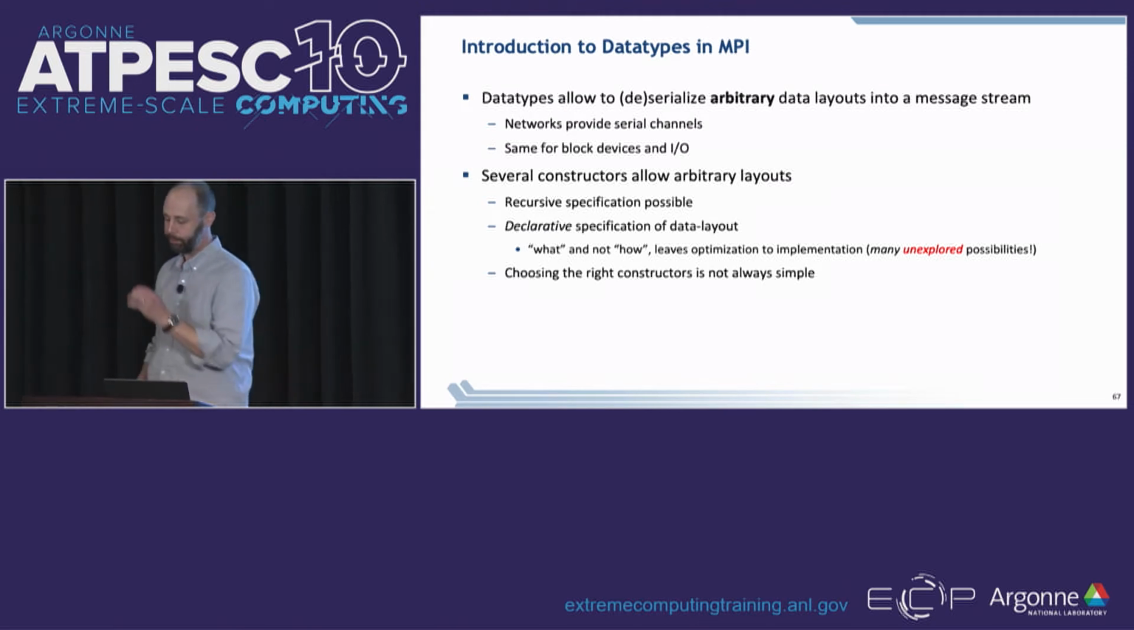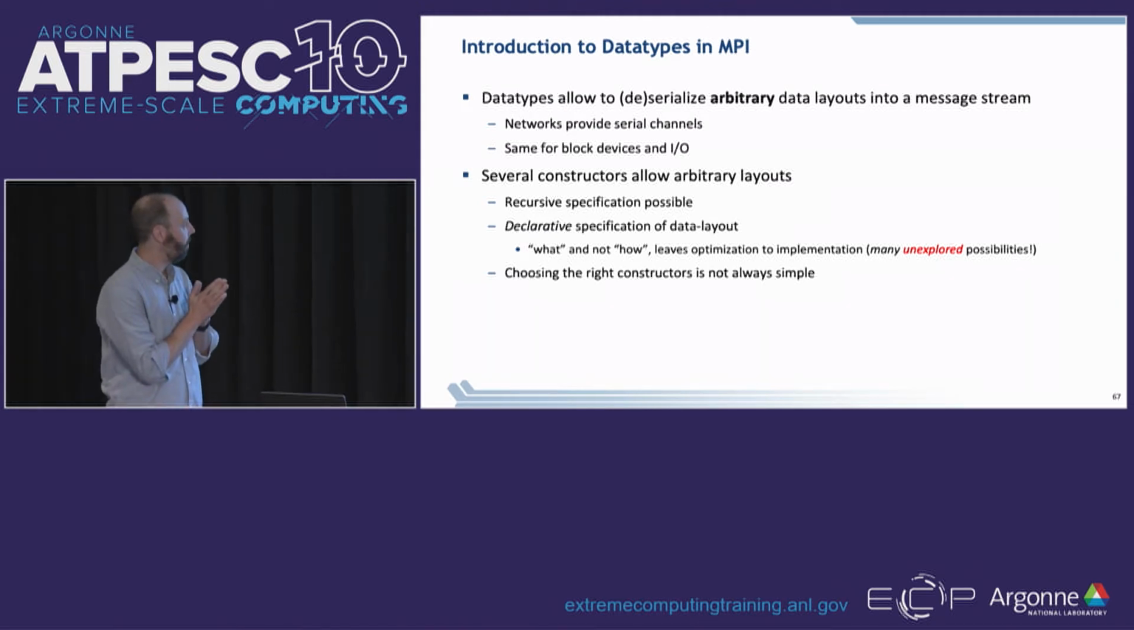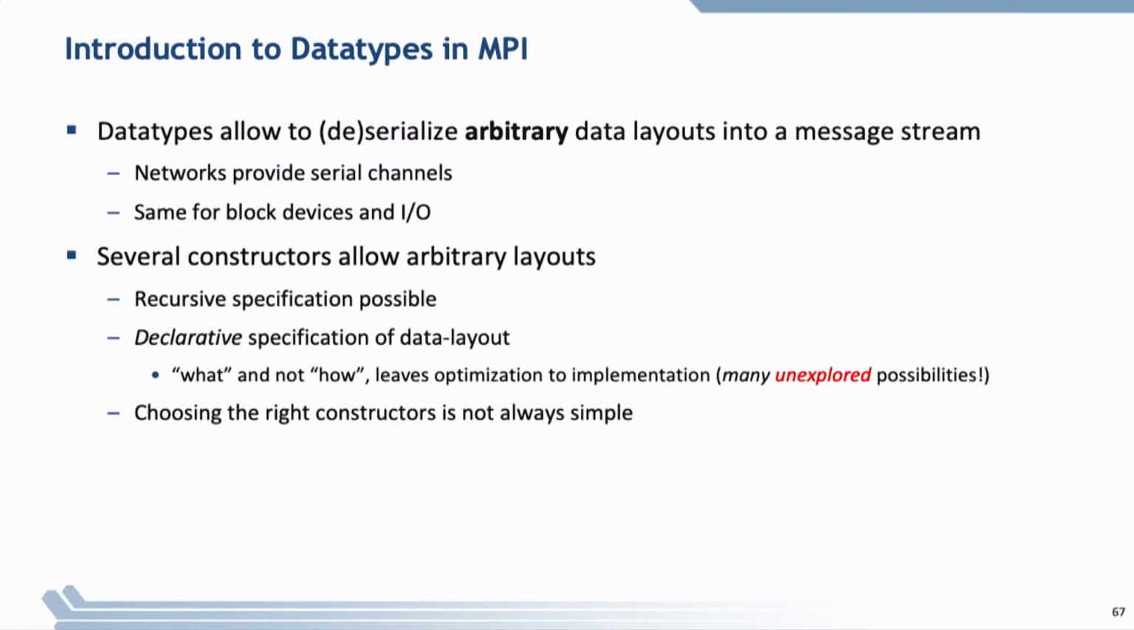So, derived data types. Data types in MPI are a way of telling MPI what your data is, and then MPI uses that information to serialize and deserialize your data into messages. So whether it's sending bytes over a network link or moving data into shared memory, data types are a way of letting MPI know what your data is and how it should be treated. The same goes for block devices in I/O. If you're using MPI I/O, MPI data types apply there as well.